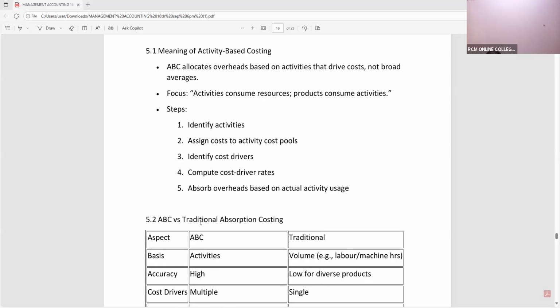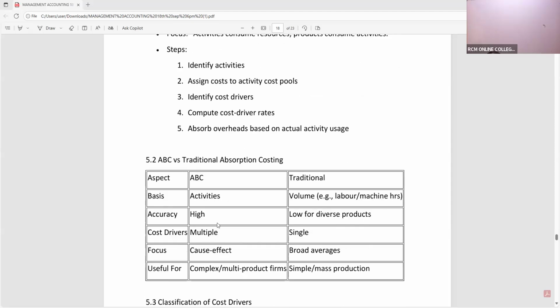ABC versus our traditional absorption costing differences. The bases: ladies and gentlemen, in ABC we look at the activities. In the traditional overhead absorption, we look at the volume. If it's a building, how many, for example, labor hours? How many machine hours? So here it's volume-based. ABC, it's activity-based. Accuracy: ABC is very, very high. It's very accurate. Traditional, it's low.